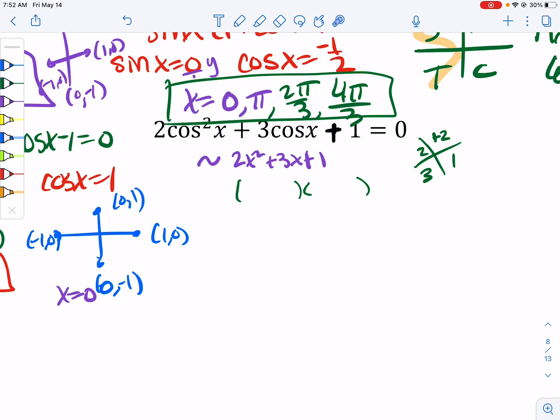So if we're trying to multiply to 2 but add to 3, we need 2 and 1, which multiplies to 2 but adds to 3. You can pair up the 2, so then you get 1 and 1. So then this would be x plus 1, 2x plus 1.